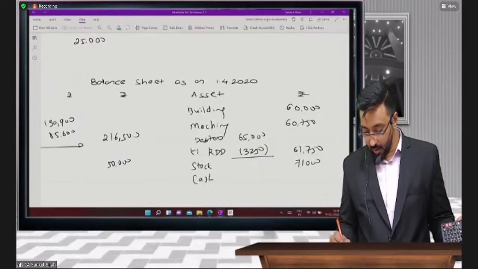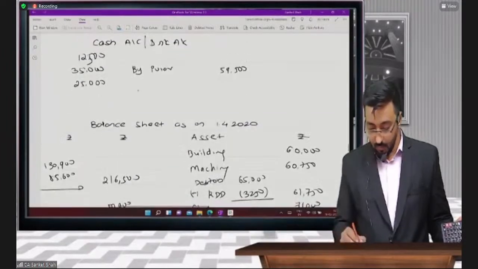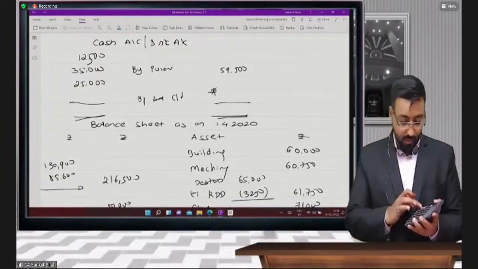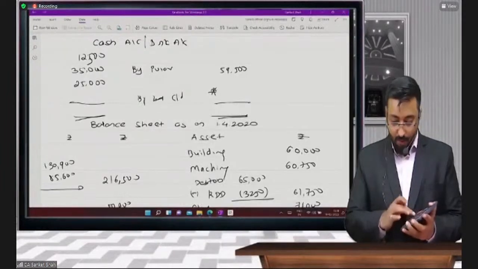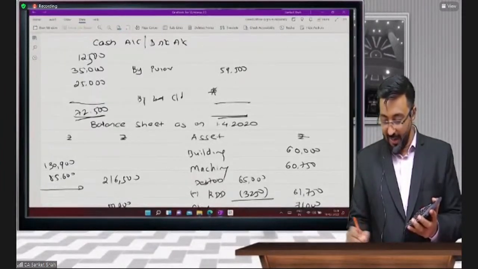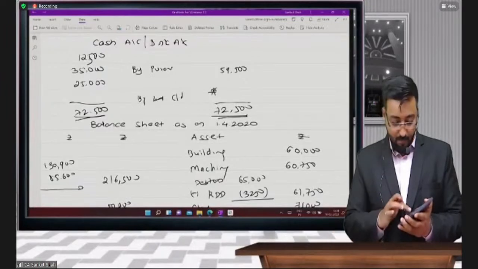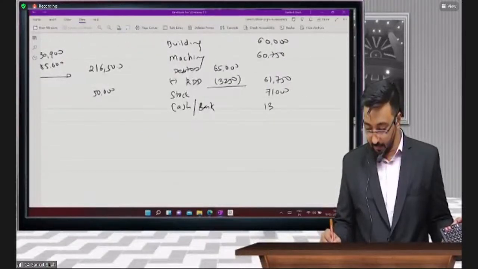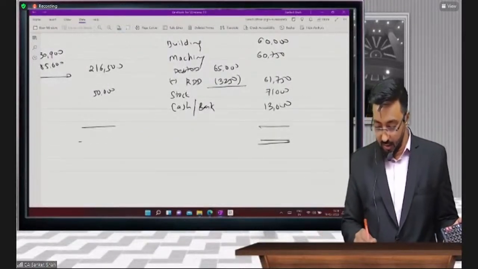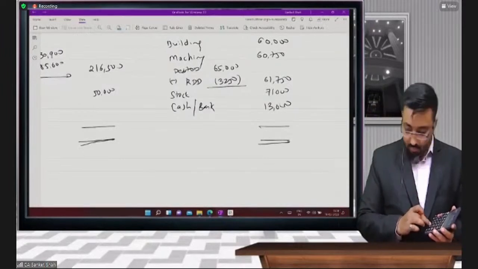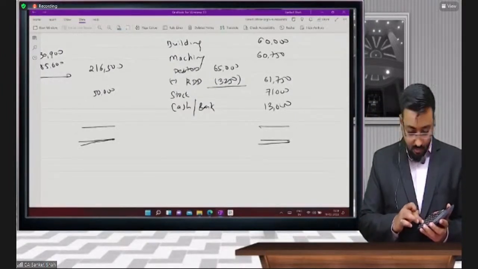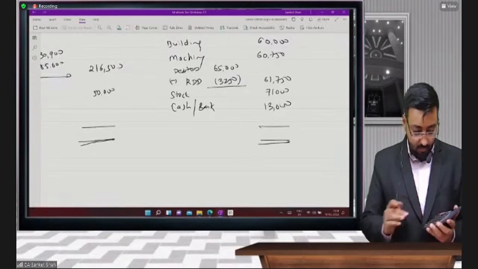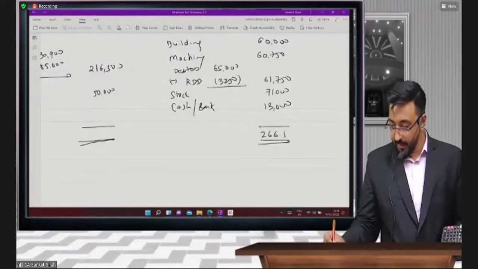71,000 or cash or bank. By balance carried down. So cash or bank 12.5 plus 35 plus 25, 72,500. 72,500 minus 59.5 is 13,000. So cash and bank is 13,000, and your balance sheet tallies at 13 plus 71 plus 61.75 plus 60.75 plus 60, 266,500.